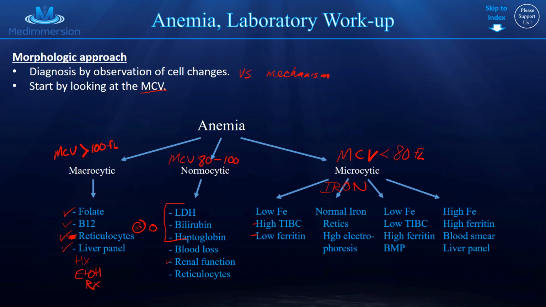Have a nice day. What if you've got normal iron studies, but your patient is still anemic and the cells are microcytic? Well, then you're probably going to want to do reticulocytes and maybe a hemoglobin electrophoresis looking for thalassemias. What about low serum iron, low TIBC, meaning there's not a lot of room for extra iron in the blood, and a high ferritin, meaning that there is a lot of iron left in the reserve system?